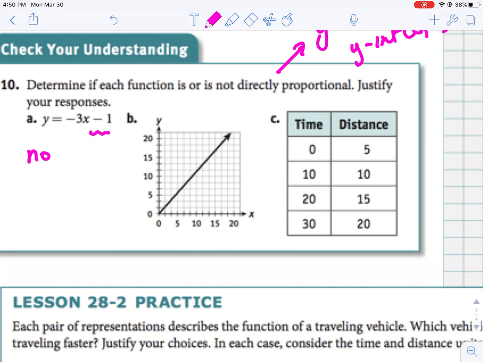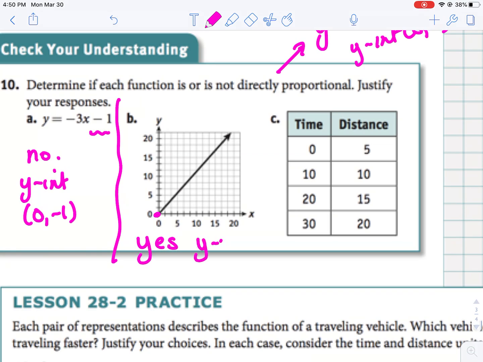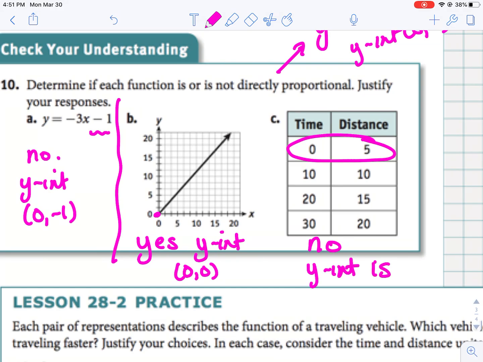So we can say that no, this one's not directly proportional, and that's because the y-intercept is, in this case, (0, -1). Okay, in part B, it looks like that y-intercept is (0, 0), so this answer would be yes, because the y-intercept is (0, 0), and it is a straight line. This one right here is an easy look. We see the point (0, 5), so we can go ahead and say no, because the y-intercept isn't (0, 0).